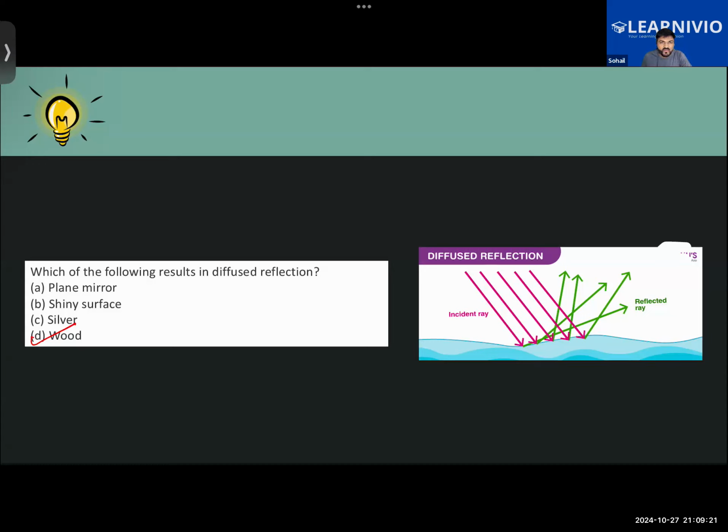So irregular reflection will take place in this case. And because of irregular reflection, we are able to see different objects around us. Just like you guys are able to see me because irregular reflection of the light rays is taking place on my body. Or for example, when the rays of light reflect from the furniture, from the walls of your houses. So that is the case of diffuse reflection.